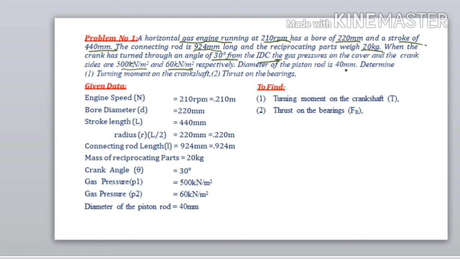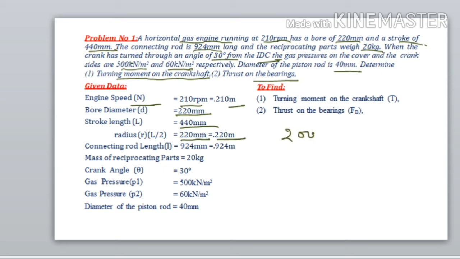Diameter of the piston rod is 40 mm. Determine the turning moment on the crankshaft and thrust on the bearing. So we have the given data here. Engine speed N is 200 rpm, bore diameter is 220 mm, stroke length is 440 mm, and radius is given here as 220 mm, or we can convert it into meters.